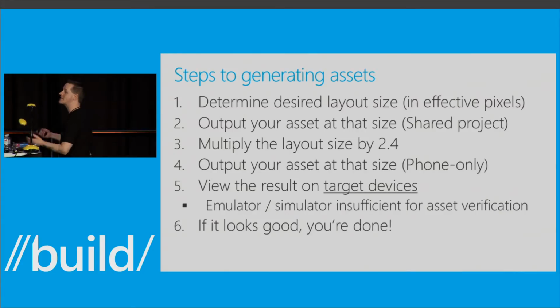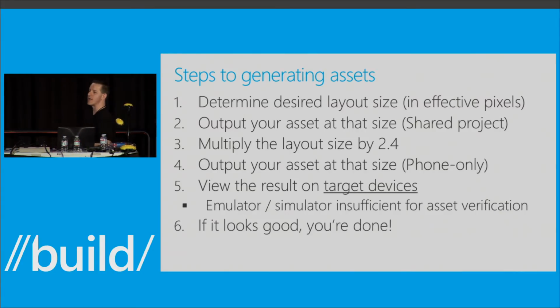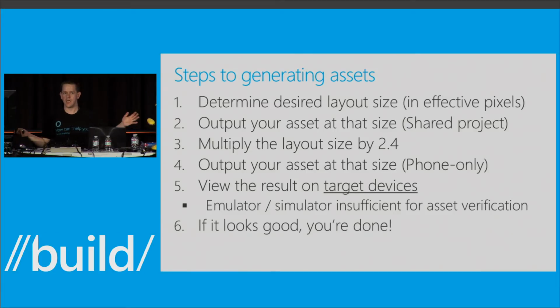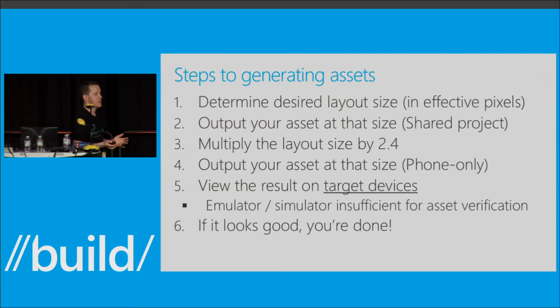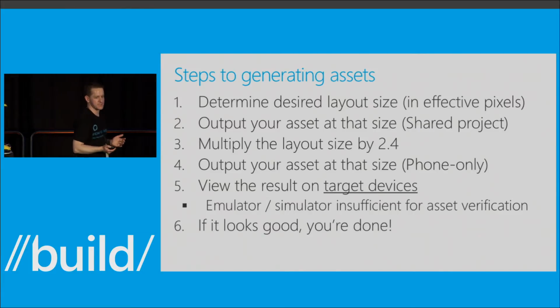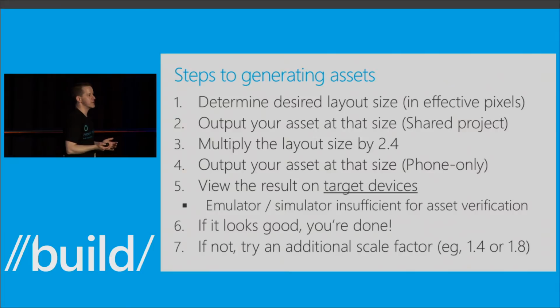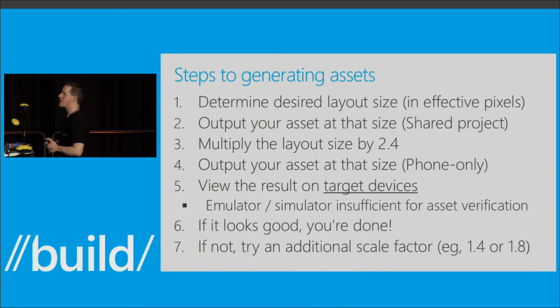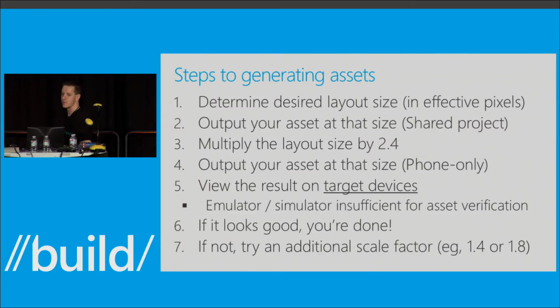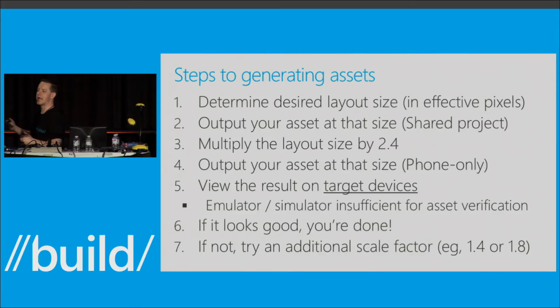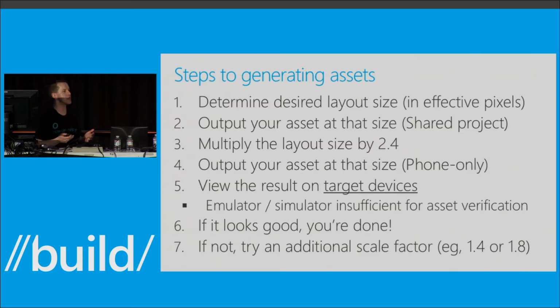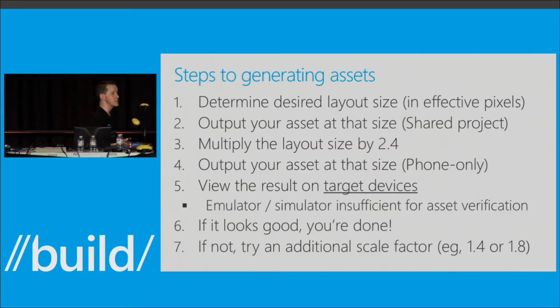Right? If you're only targeting desktop PC, obviously your apps can run anywhere, but if your target customer only cares about desktop, maybe you only need a 100 scale asset. But if it doesn't look good on a particular device, then try an additional scale factor. So in addition to the 1.0 and the 2.4, try 1.4, which is the next highest one on Windows, or 1.8. And just keep doing this until you're done. But we think you should be done with just those 2 or maybe 3 versions of the asset.